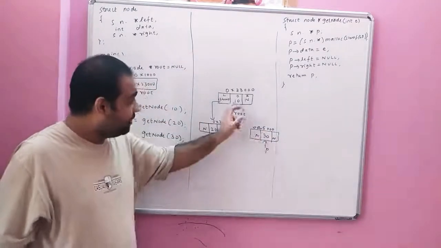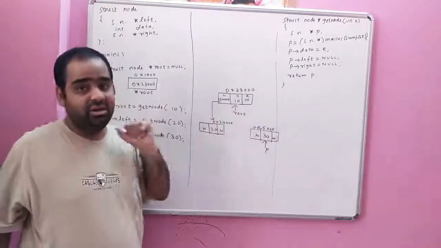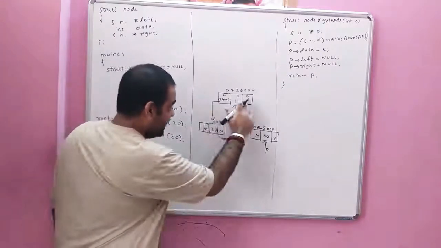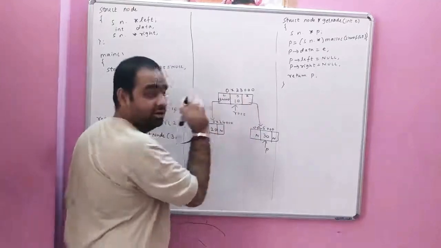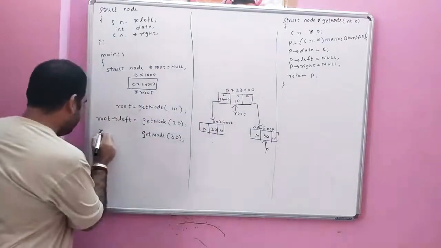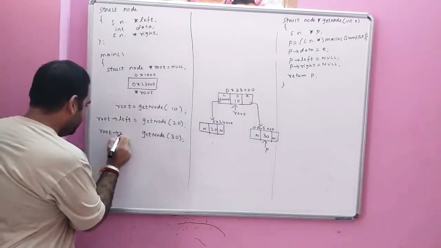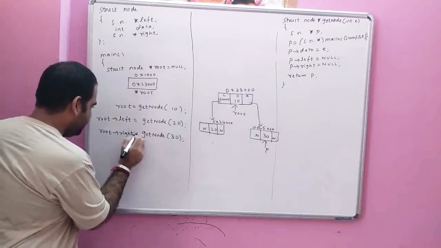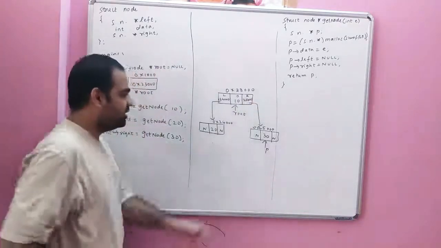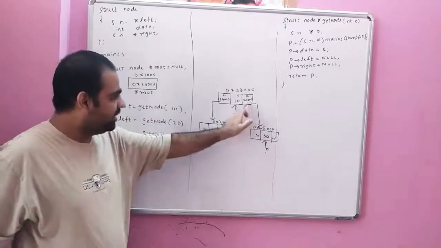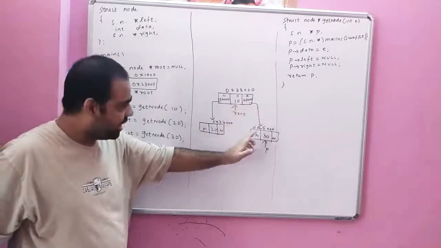Now this 30 I want it to be as what? Right child of 10. That means here I want to store 25,000. Where do I want to store it? In root arrow right. Therefore, what do we write over here? We say root arrow right is equal to get node, and what will the get node return? It will return 25,000. That means it is a physical representation, and this arrow mark is what?